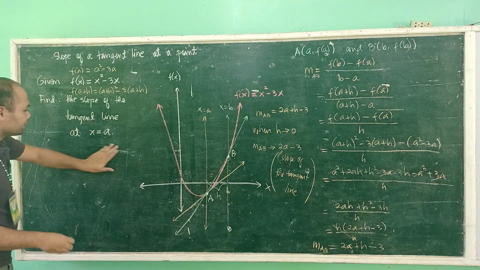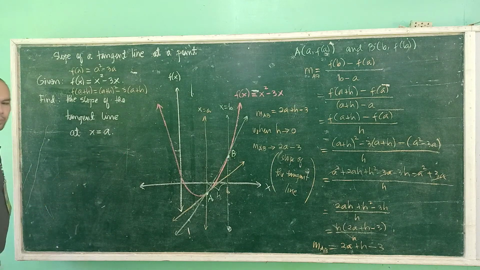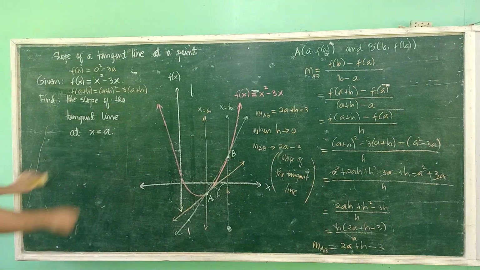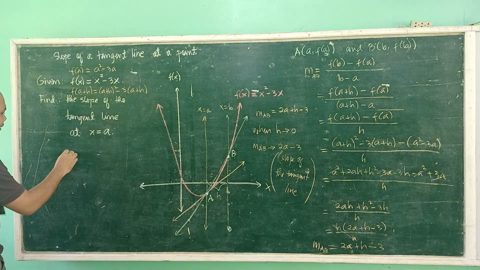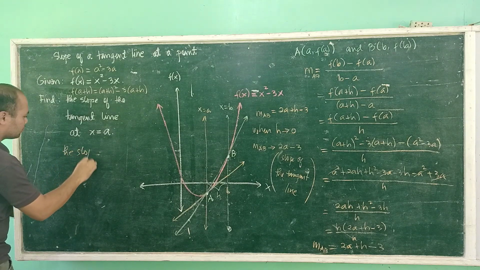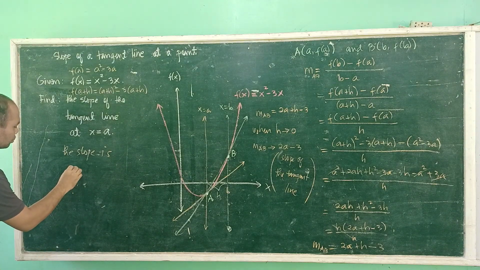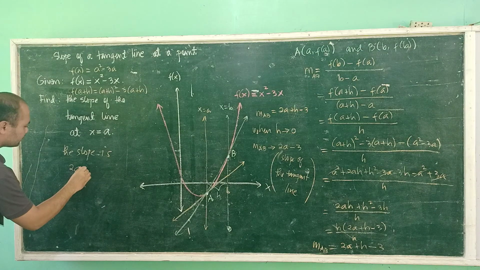So the answer here: the slope of the tangent line at x equals A is 2A minus 3.